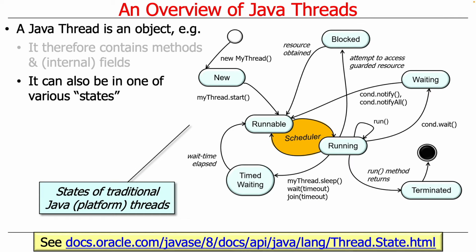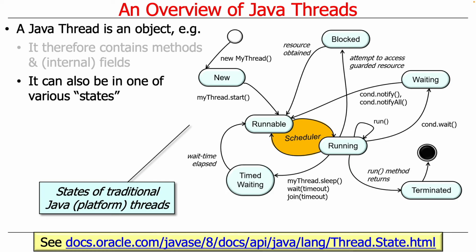Threads can also be in various states. And the traditional Java threads, or the platform threads, are in one of a number of states at any given time. So when you create a thread, when you say new Thread or new MyThread, you make a thread and it's in the new state. When you call the start method, it transitions to the runnable state, which means it's capable of being run. When the scheduler decides it can actually start to run, it goes into the running state.